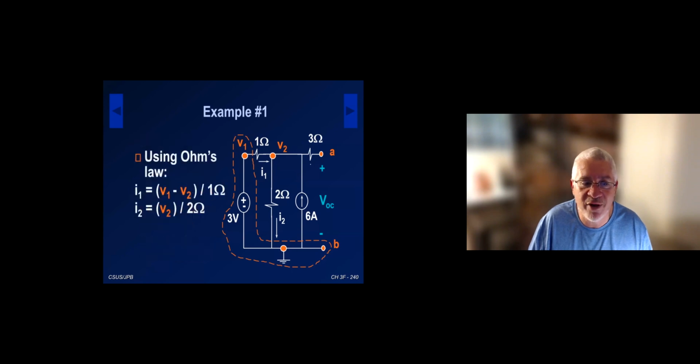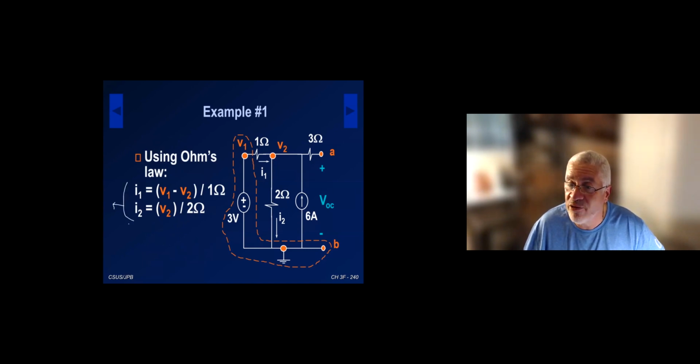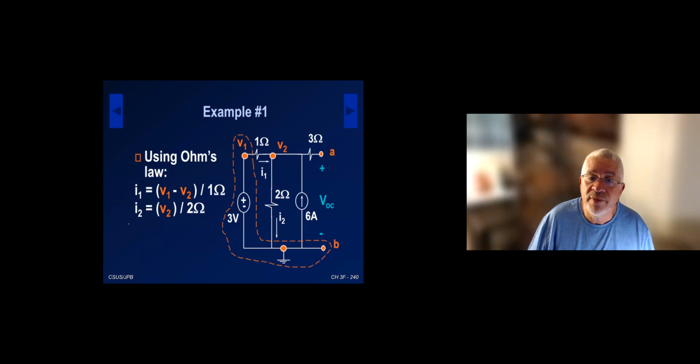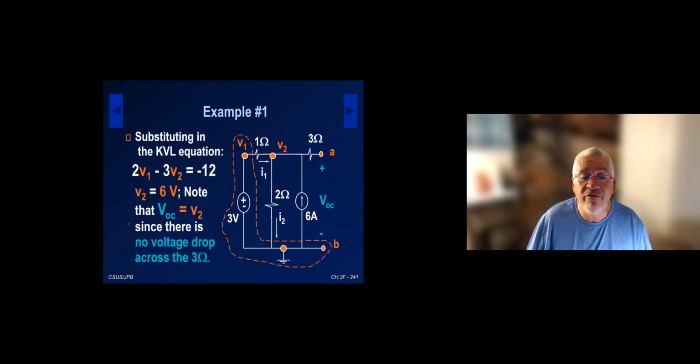We already really have V1. So Ohm's law, I1, passive sign convention, V1 minus V2 divided by 1, and then I2 is V2 divided by 2. I bring these two things into the one KCL that I have, the KCL at V2. I'm going to solve for V2, and I get V2 equals 6 volt.